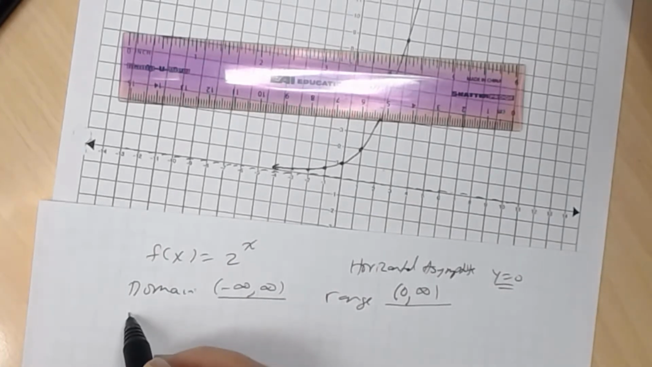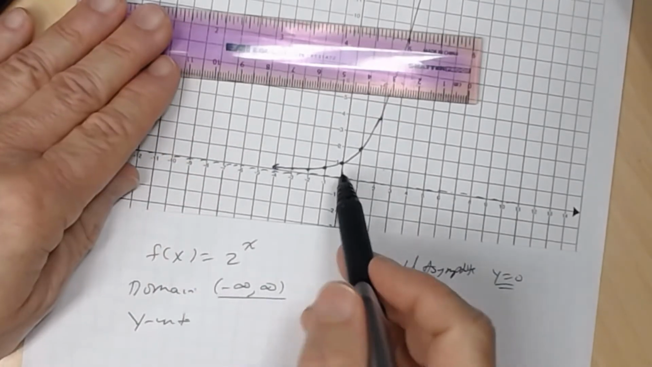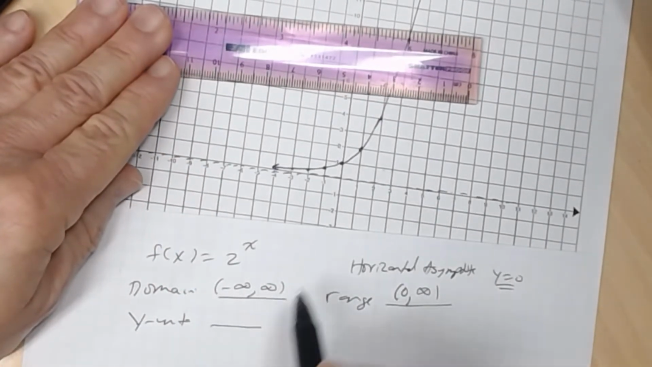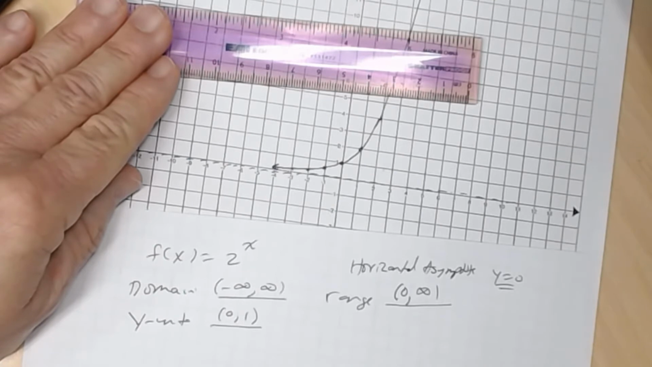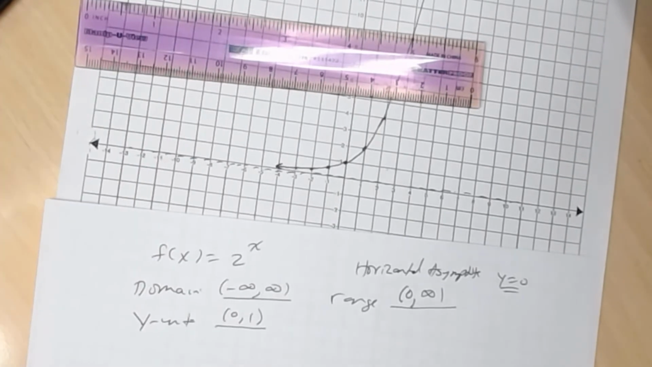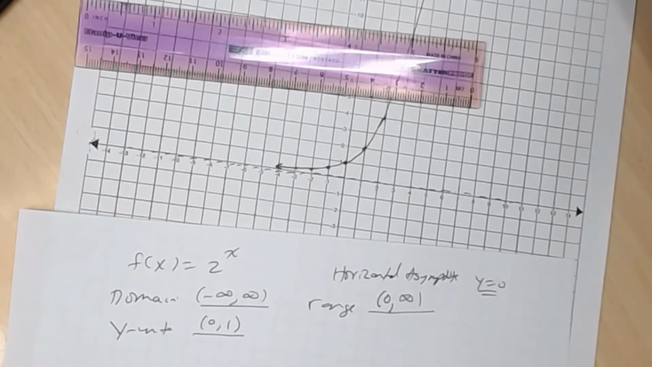And then the other thing you're going to be asked to do is find the y-intercept, which you already found. My y-intercept here as an ordered pair is (0, 1). So those are going to be the things you'll be asked to do. Now let's look at another problem. That was a lot of discussion on just y equals 2 to the x.